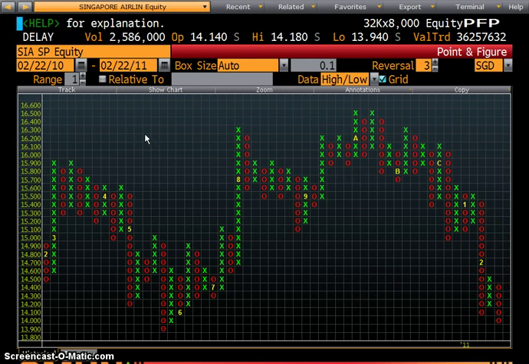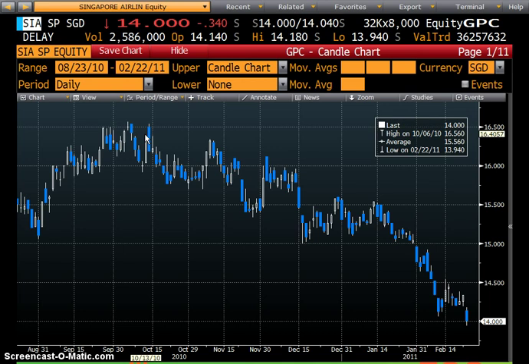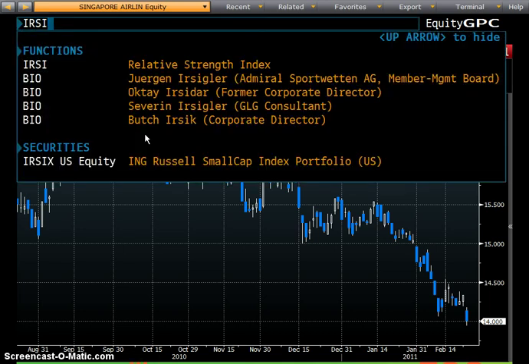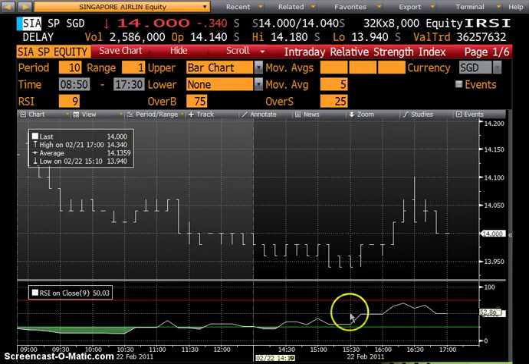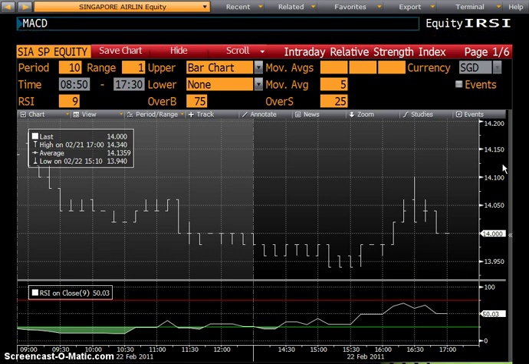Now, let's look at GPC candlestick and bring up some indicators to work with this graph. Let's pull up RSI first of all, relative strength index. There are many ways to read RSI. The more common one is the overbought region above this red line, the oversold region is this green line, and divergence. I don't have time to cover divergence here, but this is a quick picture of how the RSI has performed for Singapore Airlines.